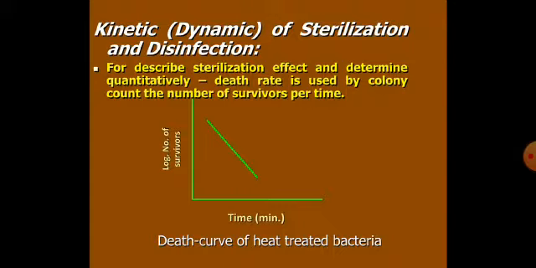Kinetics of sterilization and disinfection. To describe the sterilization effect of a certain lethal agent on a certain number of microorganisms over time, the death curve is obtained. This death curve shows the number of survivors over time. This number of survivors, as shown in the figure, shows a steady decrease over time when it is subjected to a certain lethal agent.